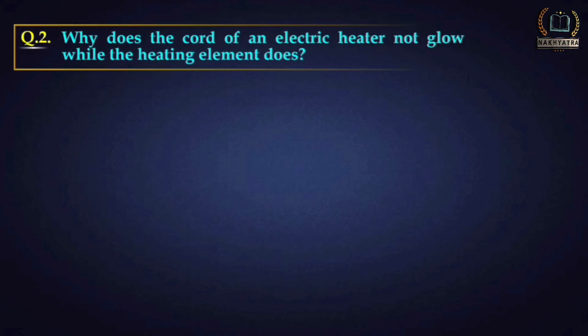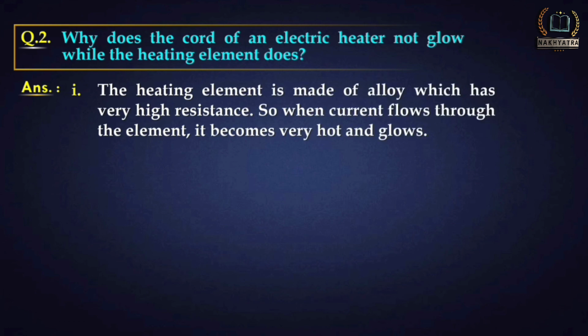Okay, now the last question. Why does the cord of an electric heater not glow while the heating element does? See the answer now. The heating element is made of alloy which has very high resistance. So when current flows through the element, it becomes very hot and glows. Now the heating element is made of alloy, and alloy has very high resistance. So when the current flows through the element, it will become very hot and then it will glow.